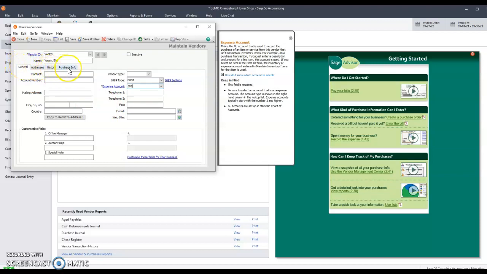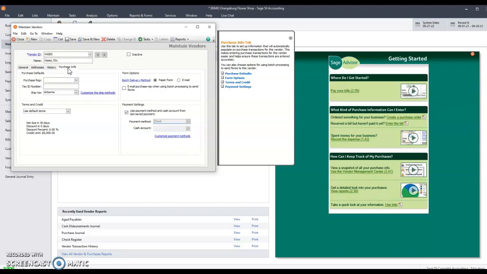Okay. We're also going to check on the purchase info tab. Vases, etc., doesn't have any special terms, so that means it's net due in 30 days, which is what our default is already set at. So we can just leave it there. If we had to change that, which we will for the next one I put in, then we can down arrow here and change this.